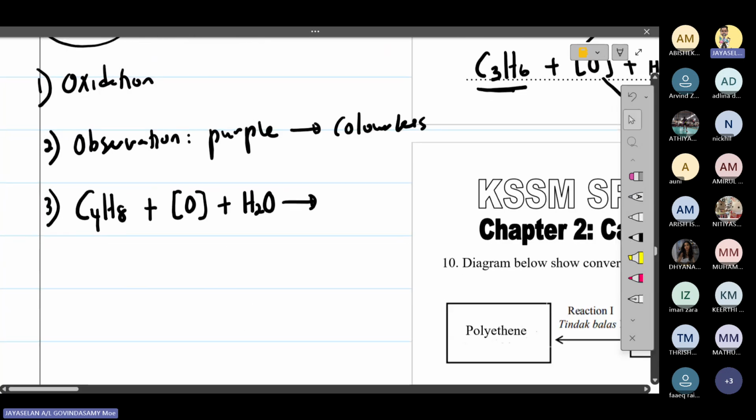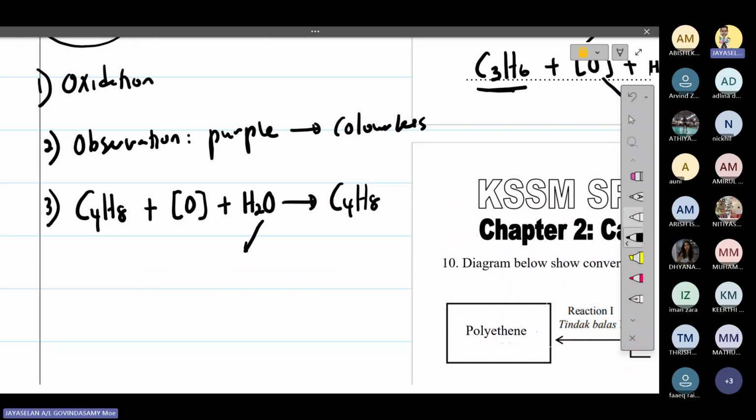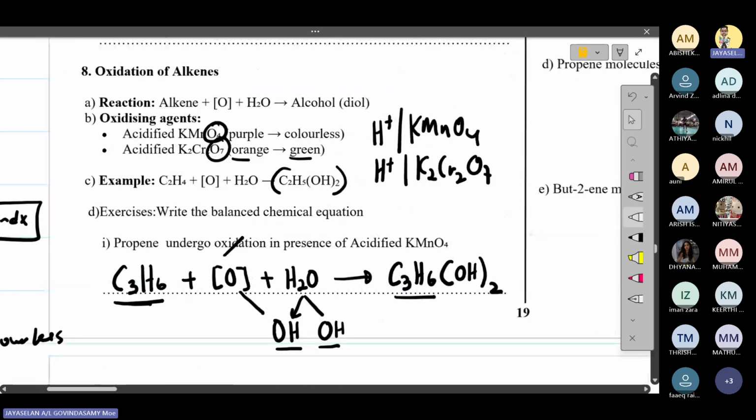What product will you get? Take this, write here C4H8. Water will break into H and OH, and this O will join one more OH. We call it a diol. So you open bracket, write down OH, close the bracket, 1, 2, right? So you just put 2. That's all. No need to balance the equation. You have already scored 2 marks. Any question? No question. Okay, I give you 1 minute to copy down this.